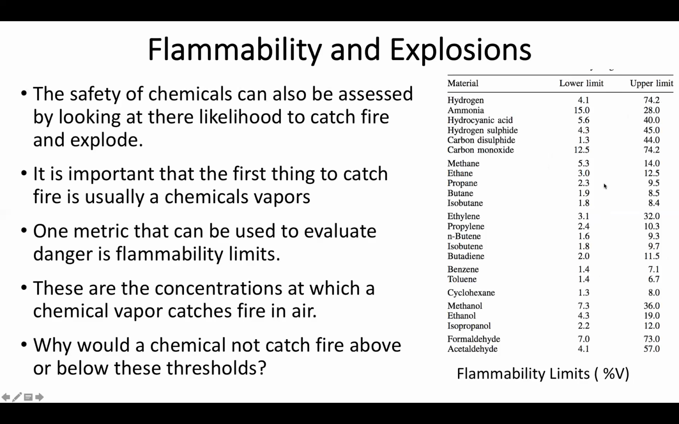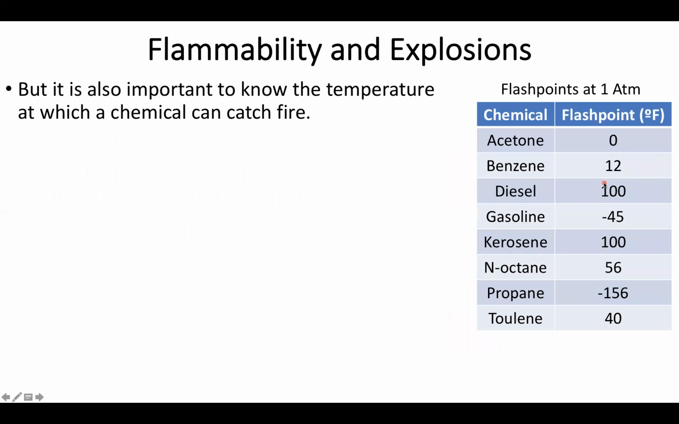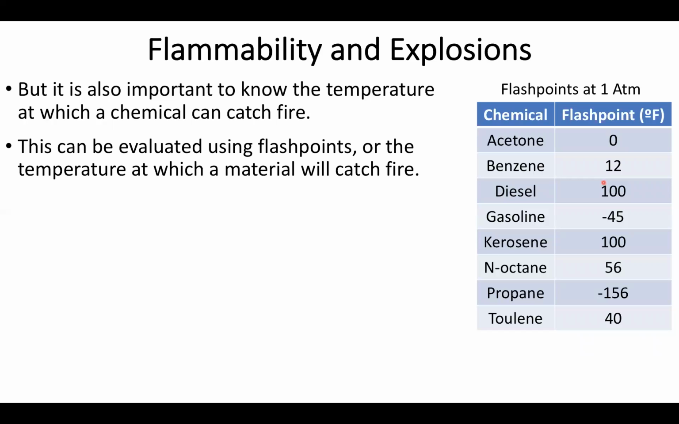However, it turns out that we often need to account for temperature as well as pressure when evaluating flammability. And so in order to do this, we make use of what's called a flash point. So this is essentially the minimum temperature at which a material can catch fire. So for example, acetone actually won't catch fire if we're below about 0 degrees Fahrenheit, so fairly cold.